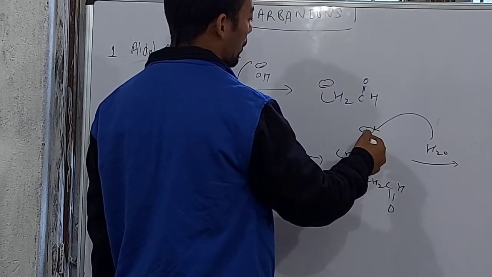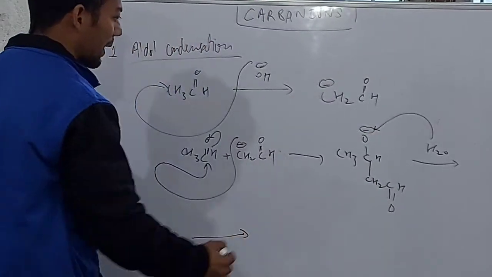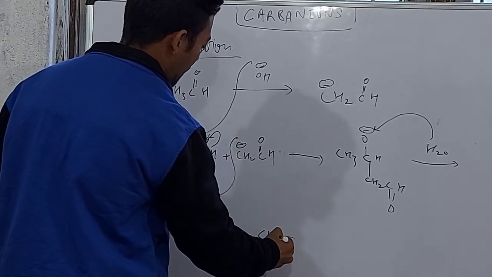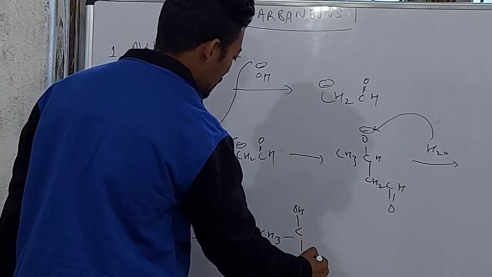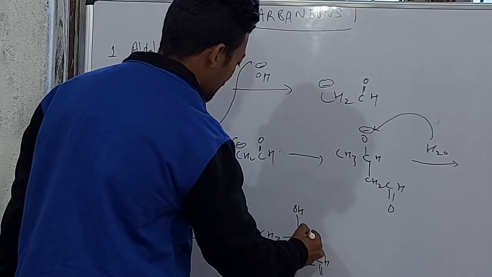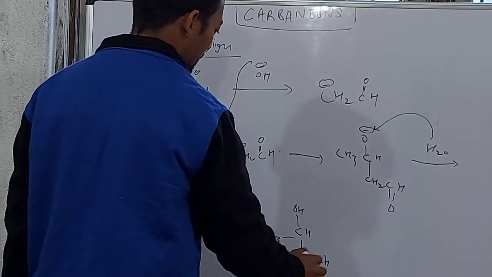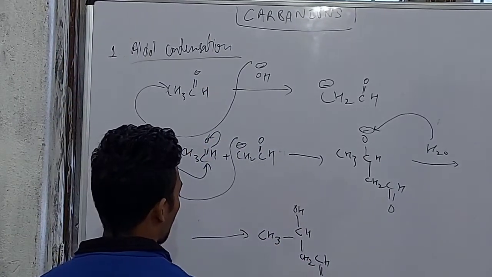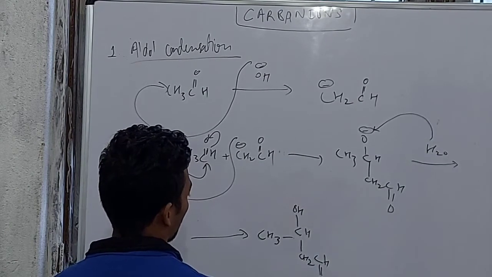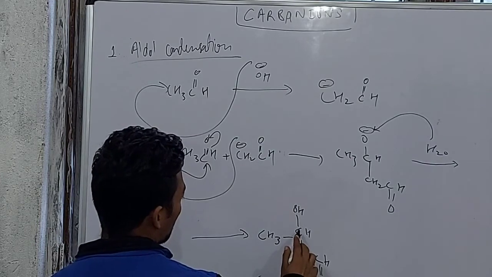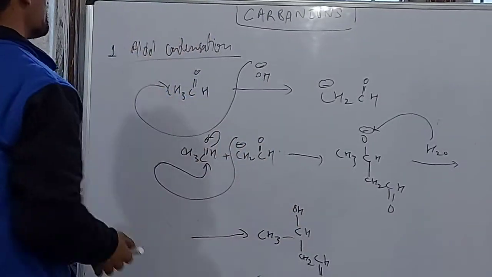it will give a proton to this oxygen, so that we can get an OH group here, and further we will get CH3 COH CH2 C double bond O. So this is a beta hydroxy ketone, because this is the beta position and there is a hydroxy group, and there is a ketone. So yeah, this is all about Aldol condensation.